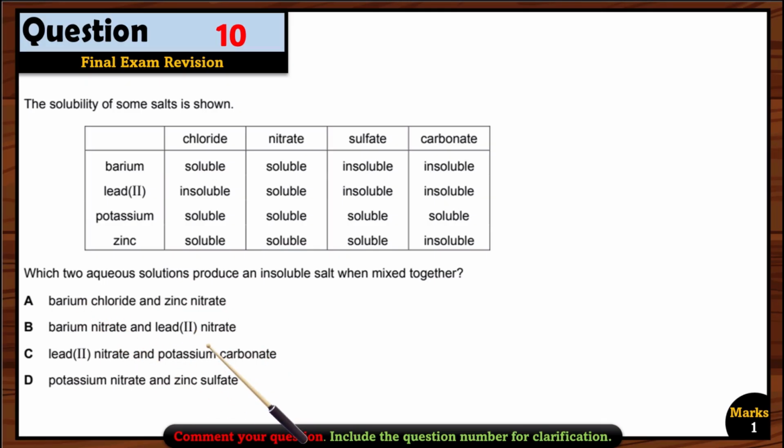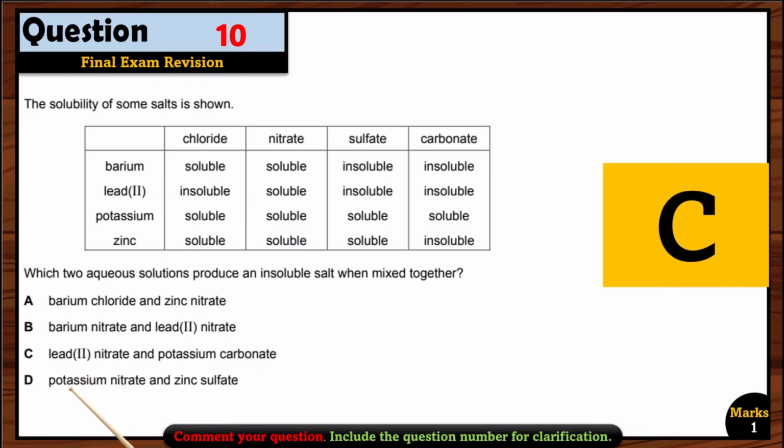Even if they get exchanged, it will still be a soluble salt. Now let's see options C and D, lead nitrate and potassium carbonate. Mostly the carbonates are insoluble, right? So if we get lead carbonate and potassium nitrate, potassium nitrate is soluble, but lead carbonate, of course, will be insoluble. So from option C, we are going to get an insoluble salt. That's why option C is the right option here.